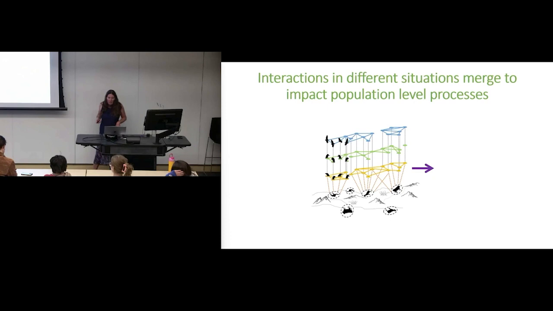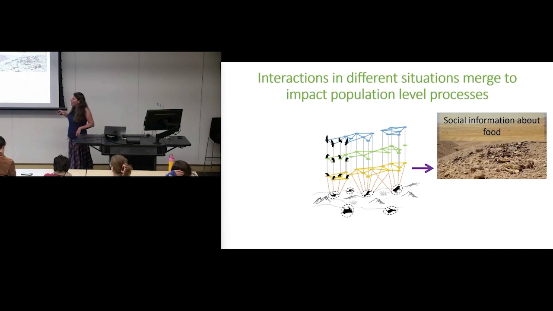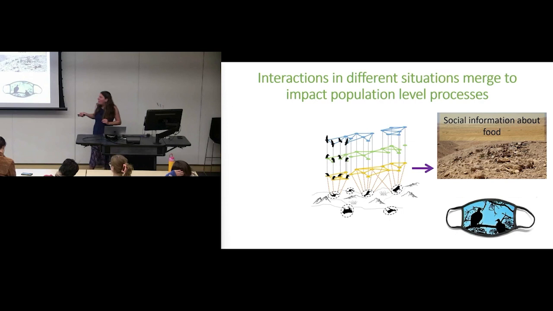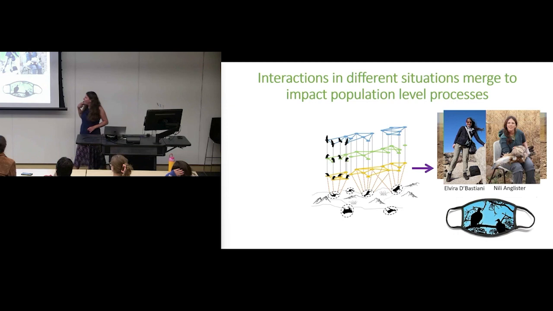These interactions have a lot of consequences. For example, vultures use interactions to find food. They're scavengers, they need these social cues. And of course, since they're scavengers and they're pecking on each other and fighting with each other while they're eating, there's implications for disease transmission. Currently, my postdoc, Elvira, and Neely, who's a vet and a PhD student in Israel, are working on this.